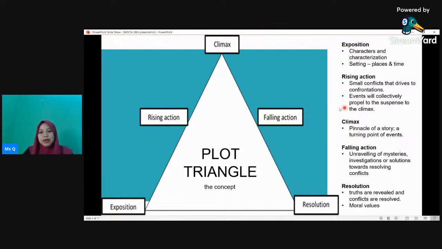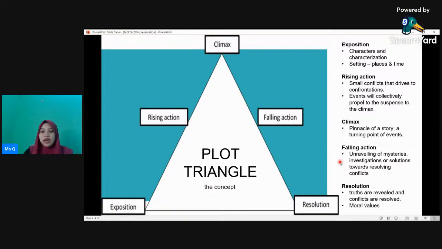As for the climax, it is the pinnacle of a story. It's the turning point of events. This is the most dramatic part of your story. Meaning to say that the events that happen are going to unfold and change here. Any situation that you set just now will take a turn here, in the climax. And then we have falling action.